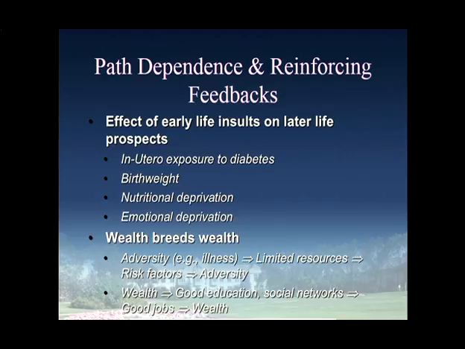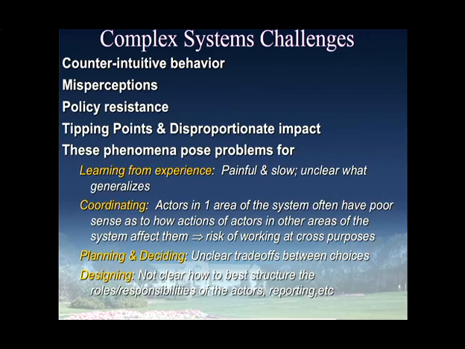Increasingly we are struggling to ameliorate the impacts of reinforcing feedback and path dependence, like this effect of early life insults on later life prospects, of children who are deprived of adequate nutrition early on, who grew up in environments of emotional deprivation or had adverse in utero exposure to diabetes, and we're trying to bend the curve later in life for that in a way that's sustainable.